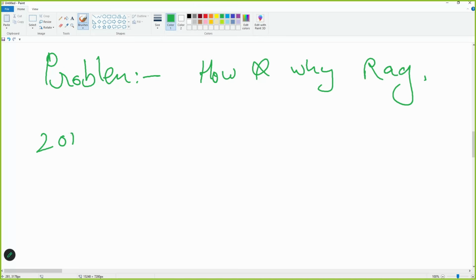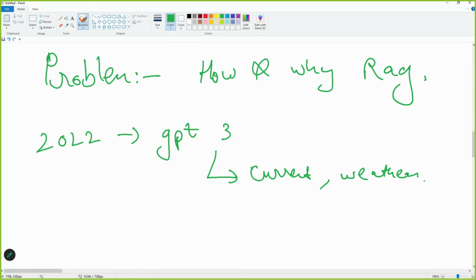See, earlier in 2022, when large language models came into existence, ChatGPT was being used. The ChatGPT third version was into existence. And what happened is when we used to ask ChatGPT some questions like, who is the current prime minister? Or what is the current weather at Paris or India or any particular state? We used to get a specific response that, hey, I am trained until 2021 only. I do not have any kind of information after 2021.